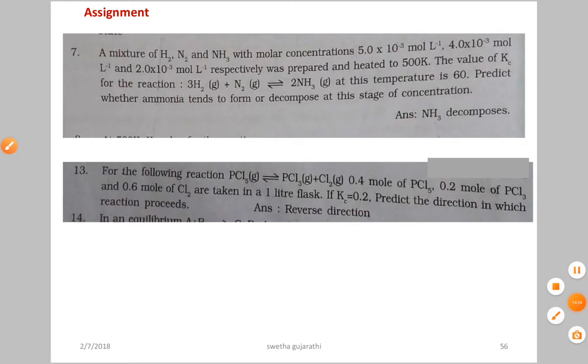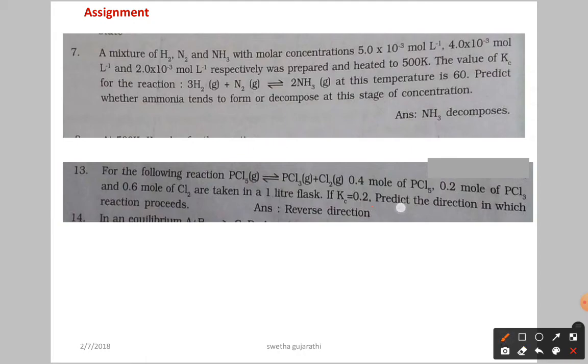Let's go for the next problem. If you see the next one, for the following reaction we have PCl5 gives rise to PCl3 plus Cl2. 0.4 moles of PCl5, 0.2 moles of PCl3 and 0.6 moles of Cl2 are taken in a 1 liter flask. Kc is given as 0.2. Predict the direction in which the reaction proceeds.